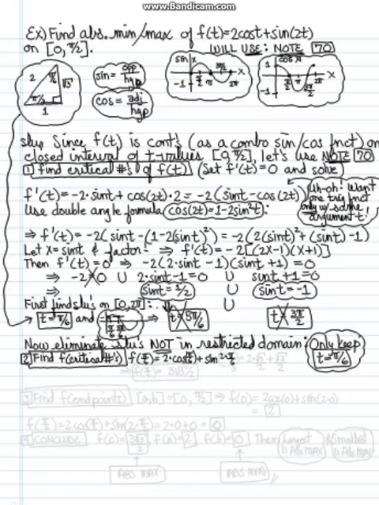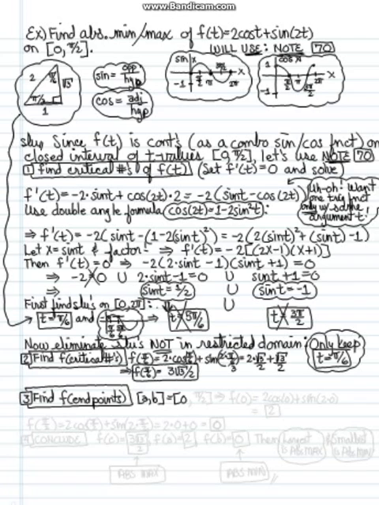That's 2 cosine pi over 6 plus sine of 2 times pi over 6, which is 2 times square root of 3 over 2 plus square root of 3 over 2. And together that gives us f of pi over 6 equals 3 square root of 3 over 2. That's called the critical value, found by evaluating the function at the critical number pi over 6. So the critical value is 3 square root of 3 over 2.